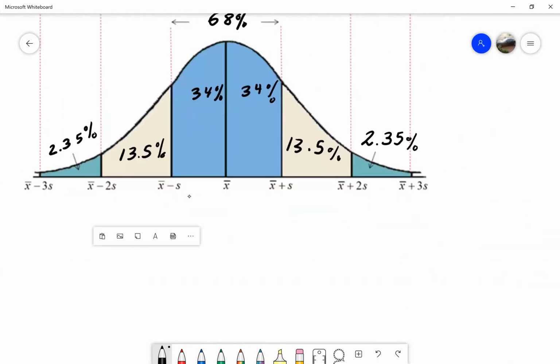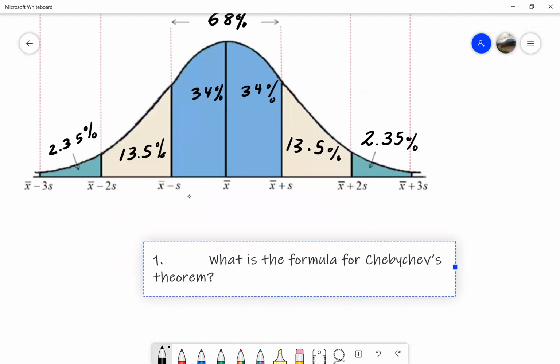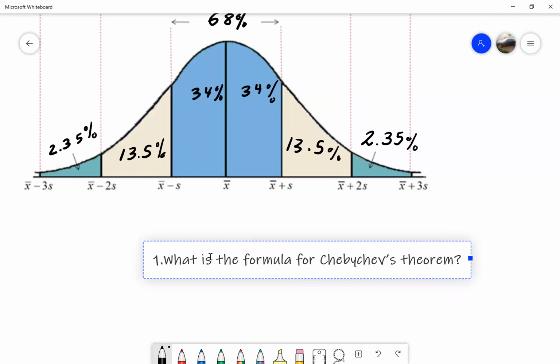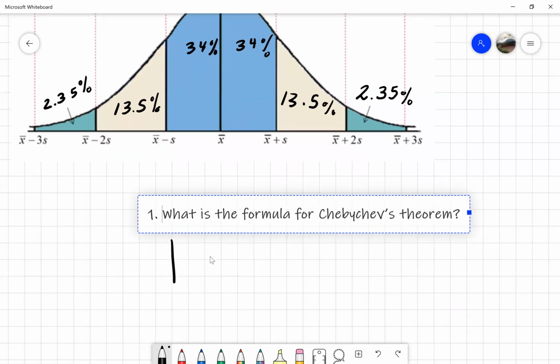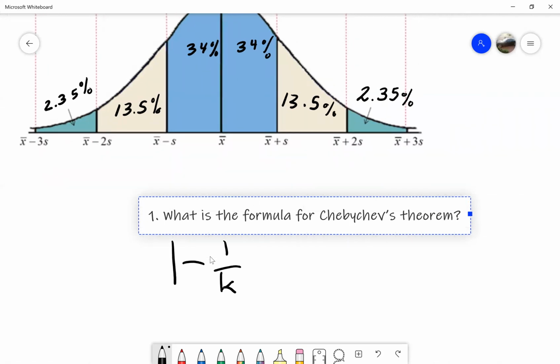All right, so here's what I want to do now. I want to go ahead and do the next question. The next question says, what is the formula for Chebyshev's theorem? 1 minus 1 over k squared. What does k stand for? It stands for the number of standard deviations we are away from our mean.